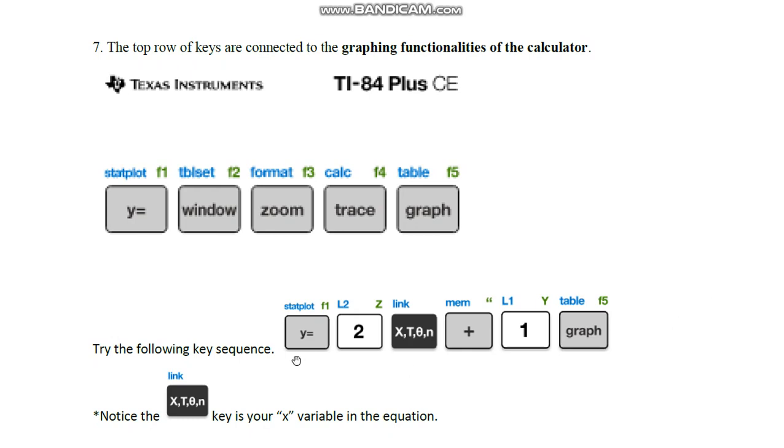So put in this key sequence, go to y equals, and that'll give you a list of equations that you can put in. So type it just like this, and then hit graph. This key, the x, comma, t, comma, theta, comma, n, is what puts the x in the equation.